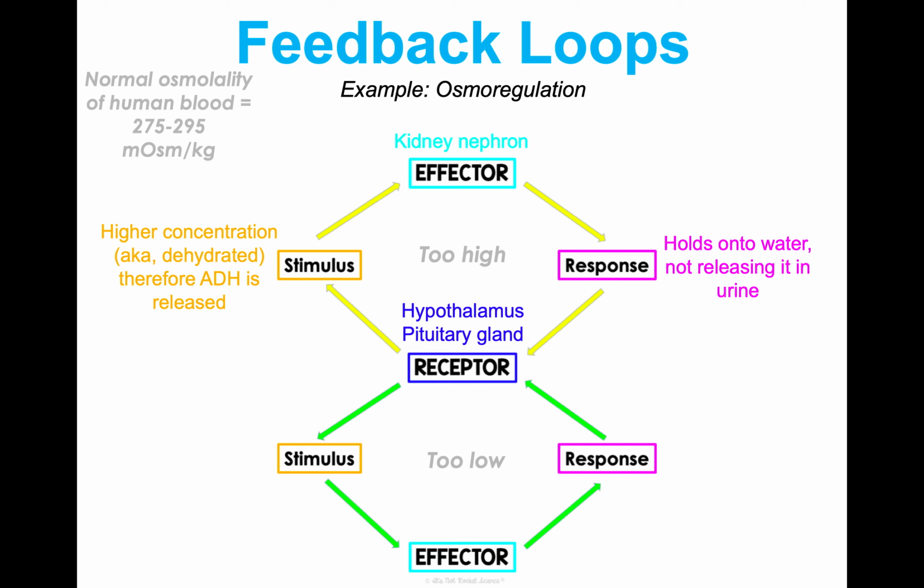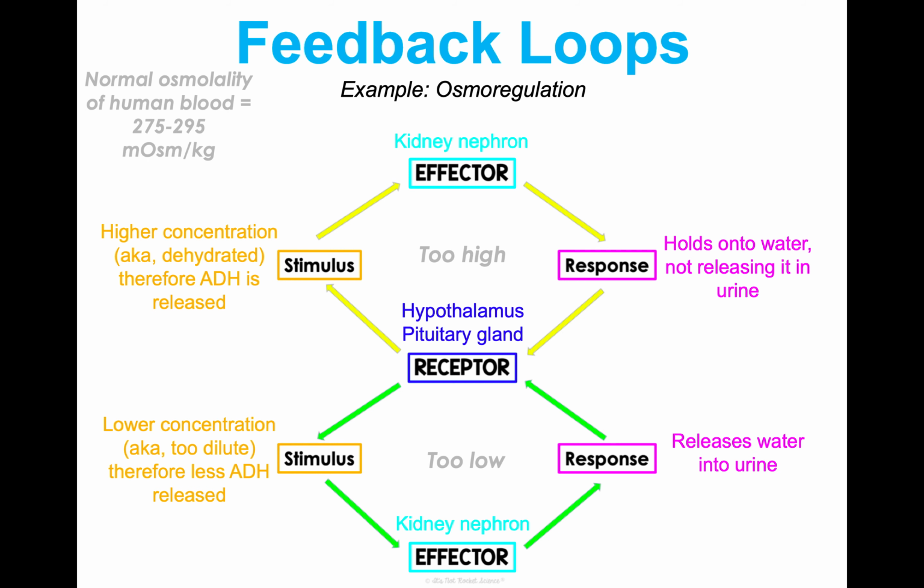Okay, well, what if it's too low? If we're below that range, that means you have a lower concentration of solute. So that means you're too dilute. There's more water there. So we're going to release less ADH. So your hypothalamus is going to tell your pituitary gland, hey, don't release as much ADH, that antidiuretic hormone. Then your kidney nephrons do the opposite. They're going to allow water to be released. They're not going to retain water. They're going to allow water to get released into your urine so as to balance it out again and get us back to that normal range.